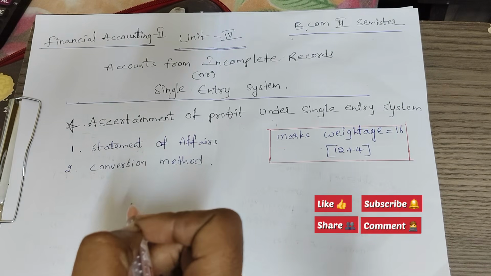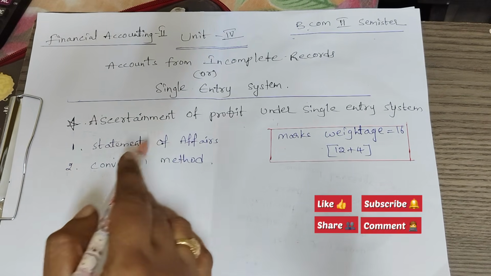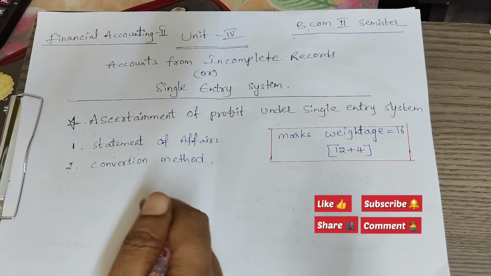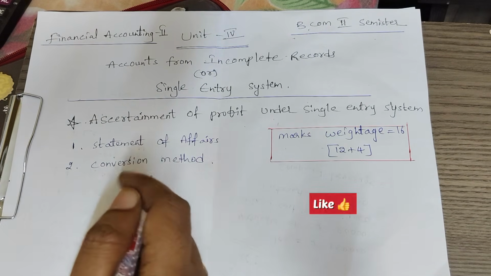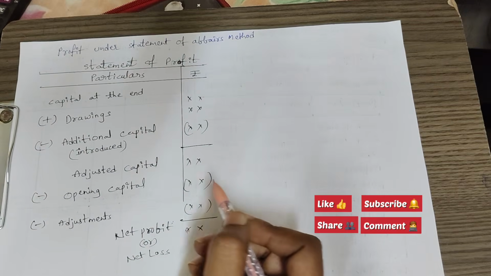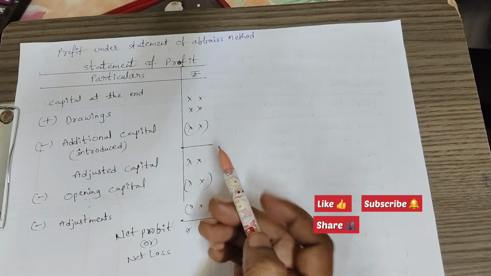If you ask my suggestion, students who prepare statement of affairs, that is enough to score 16 marks: a 12 marks essay question and a 4 marks short question. And it is easy to learn also. Let's start our topic, that is statement of affairs.